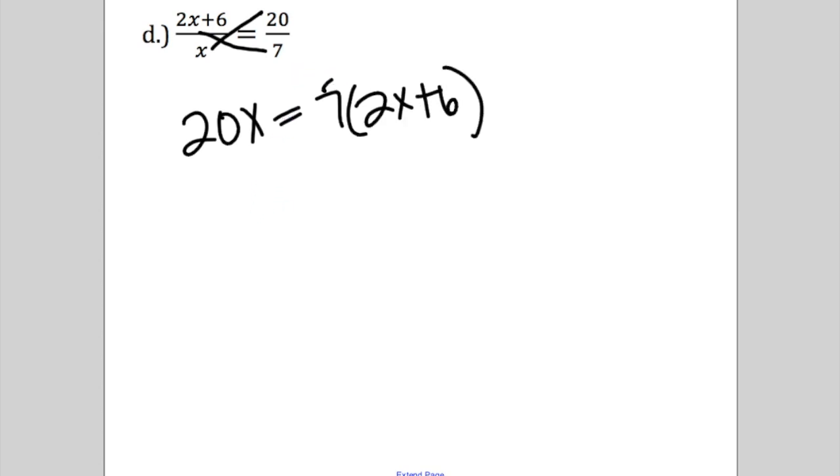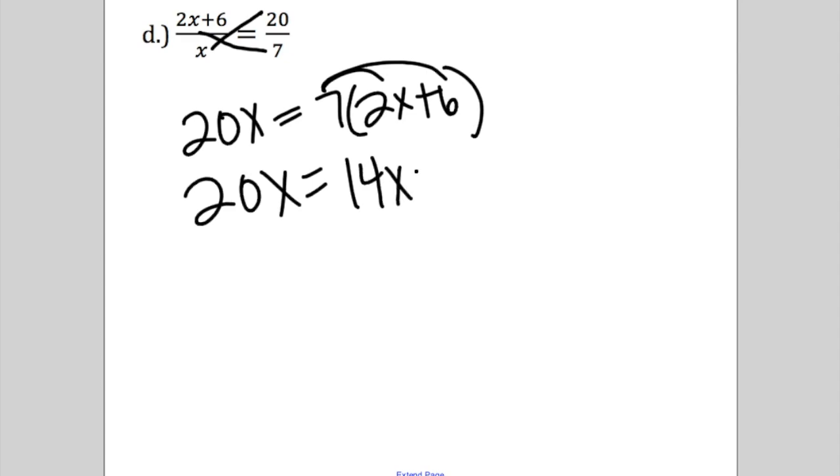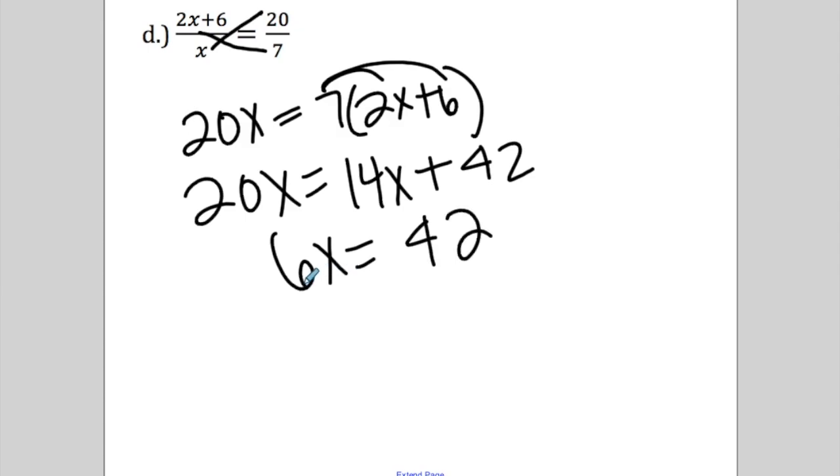We're going to distribute the 7 times 2x and 7 times 6. So 14x plus 42. Subtract 14x from both sides, so we're going to have 6x equals 42. And divide both sides by 6, and the value of x is going to be 7.